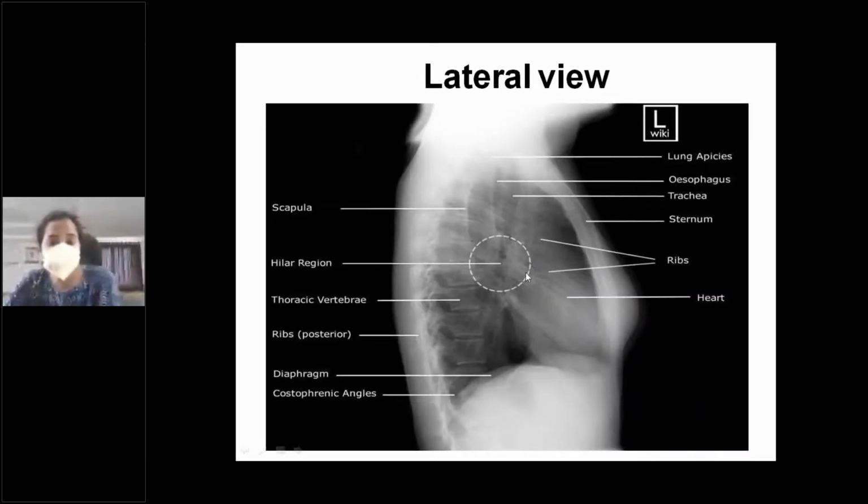So this is the hilum. What are the hilar structures? Pulmonary artery, the right and left main bronchus. Sometimes there can be a few lymph nodes, and the main hilar structures are these. And what else do you want to look at on a lateral view?